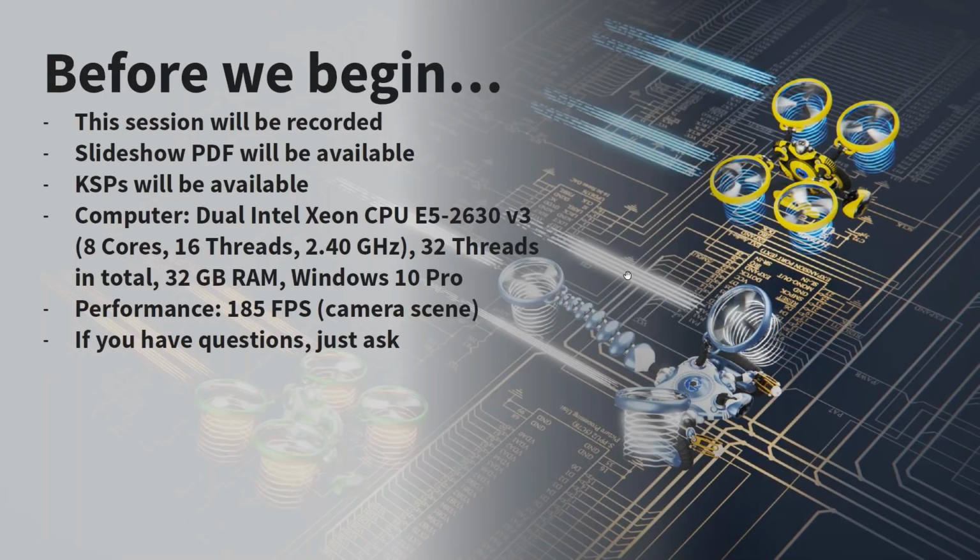A few notes on my computer. I am running this session on a dual Intel Xeon machine, which in total has 16 physical cores or 32 threads. I have about 32 gigabytes of memory, and I'm running Windows 10 Professional. If you're familiar with the KeyShot camera benchmark scene, then I get about 185 frames per second. So that's just to give you an idea of the performance of the machine I'm running with.